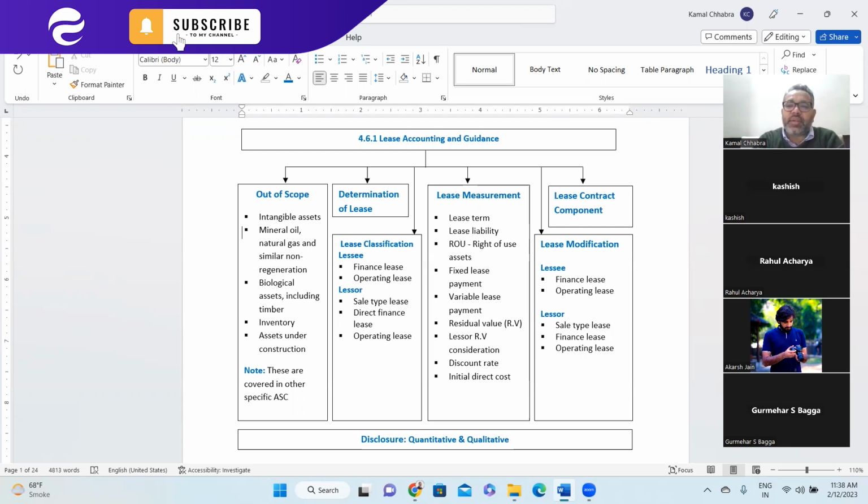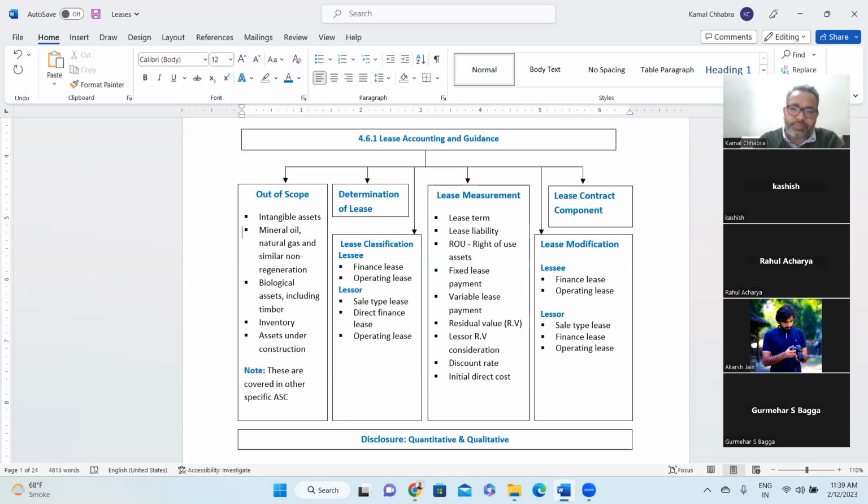Then the last one is lease contract components. What are the components of a lease contract? That also we'll be understanding. And most importantly, the disclosure part, right? In any accounting standard codification, whenever you are studying, the most important part is the disclosure. There you need to keep in mind both quantitative disclosure as well as qualitative disclosure. So we'll be understanding in detail both the quantitative disclosure required under ASC 842 and the qualitative disclosure required under ASC 842. This is the crux of ASC 842, right?